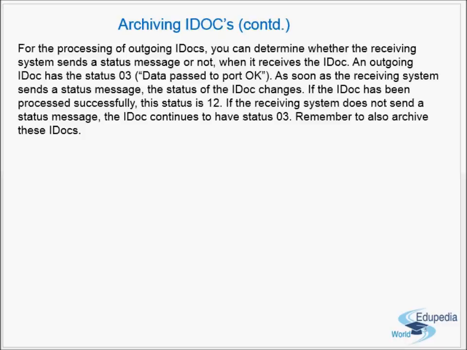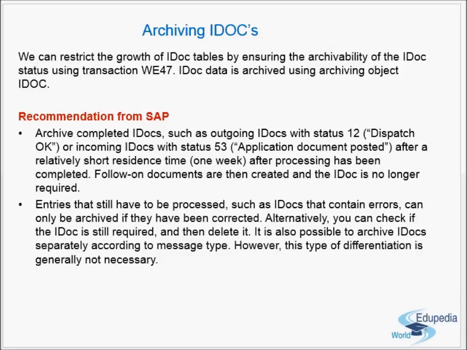So even the 03 status IDOCs are also potential candidates for archiving along with 12. When there is a confirmation that we will not get any written receipt from the target system, we can archive these 03 status IDOCs also. Okay, so about IDOCs, IDOC is the archiving object for IDOCs. That should be well known. Next thing, WE47 T-code, where you can view and change the status of the IDOCs.